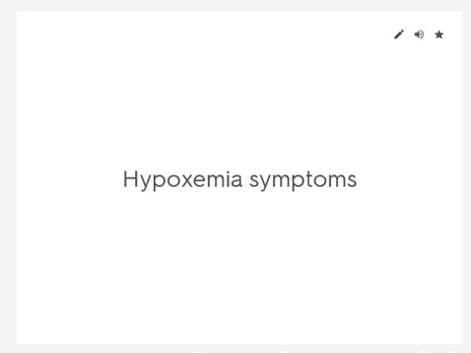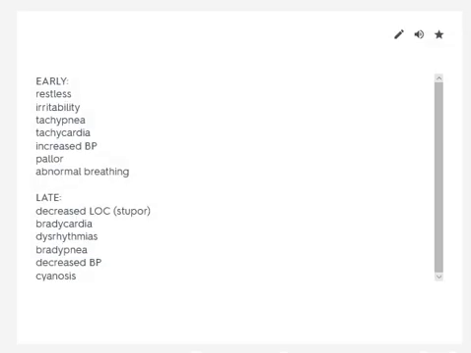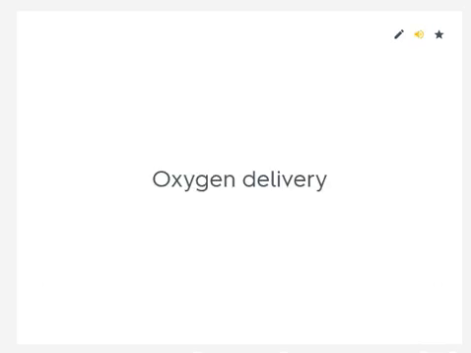Hypoxemia symptoms. Early: restlessness, irritability, tachypnea, tachycardia, increased BP, pallor, abnormal breathing. Late: decreased LOC, bradycardia, dysrhythmias, bradypnea, decreased BP, cyanosis. Oxygen delivery.